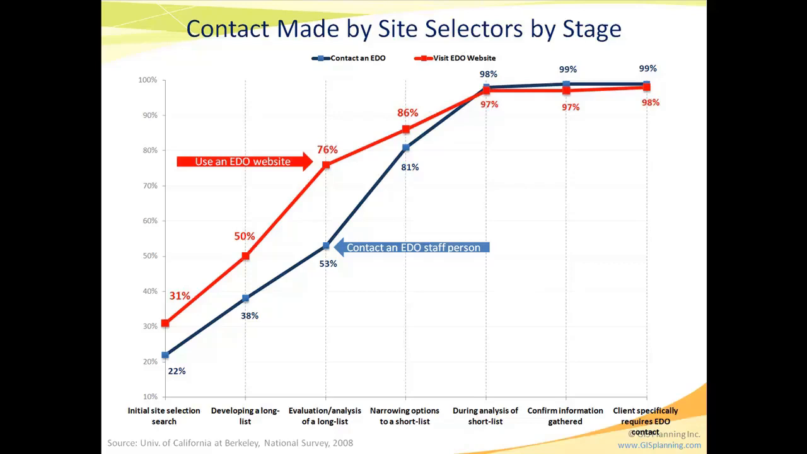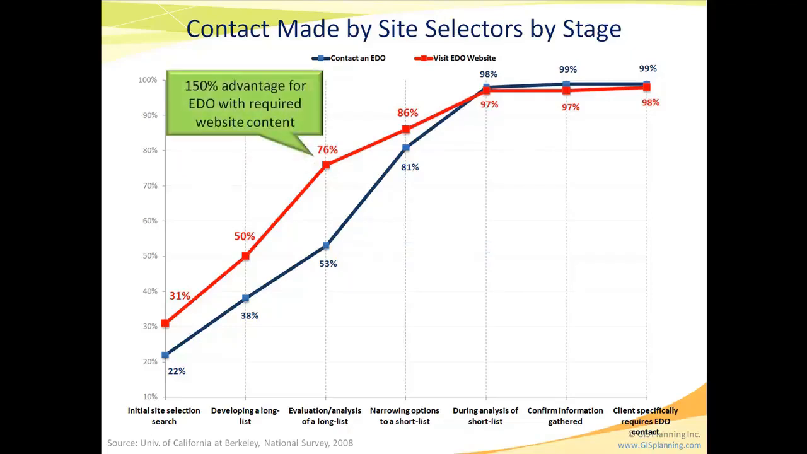And they aren't making as much personal contact until they've gotten to the point where they're doing an analysis of the short list. Here you can see in the third phase, the evaluation of a long list, there's 53% who make contact with a staff person, but 76% who make contact by getting information from your websites. What this means is that there's a 150% advantage for your organizations that provide the required website content that these businesses and consultants are looking for.